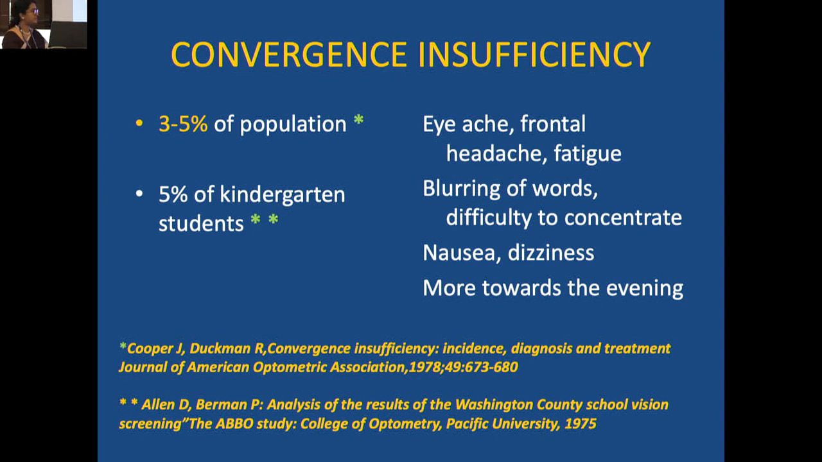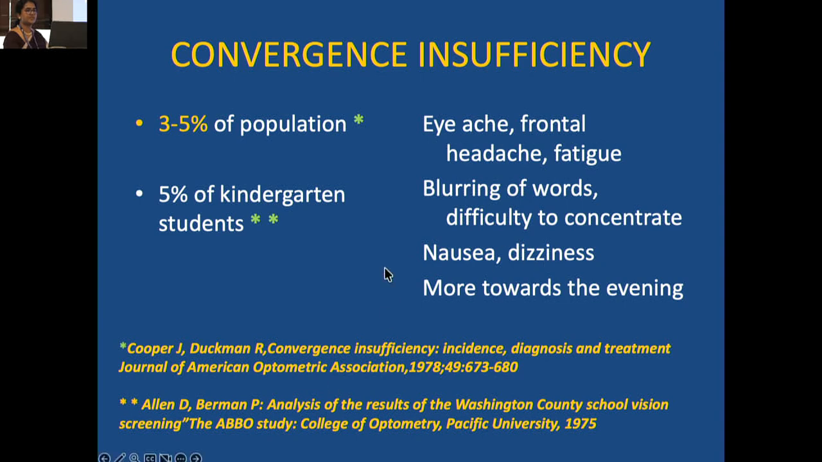It is quite prevalent. There are studies which say 3 to 5% of the population, and 5% of kindergarten students, have convergence insufficiency. As I told, they present with eye ache, frontal headache, fatigue, blurring of words, difficulty to concentrate, even nausea and dizziness, and more towards the evening, because throughout the day we are using our convergence reserves, and all these symptoms usually appear towards the evening.